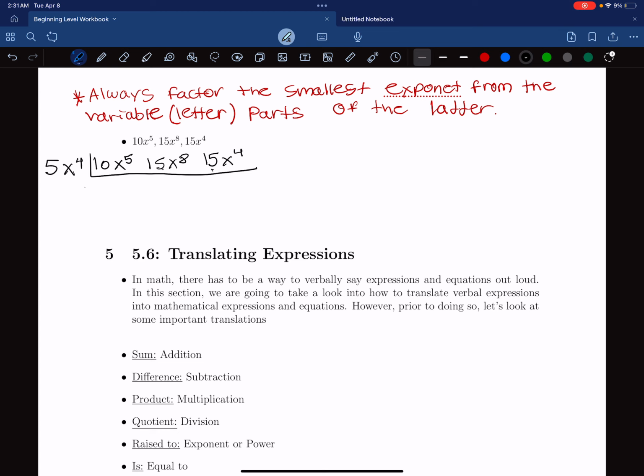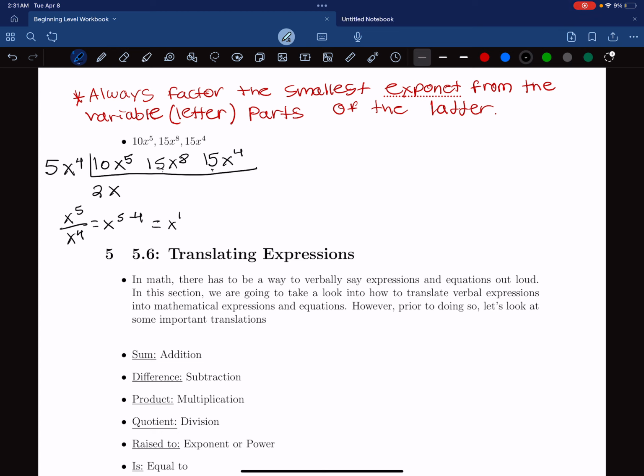So let's work through this last part. We're going to first start off by dividing all the numbers. So 10 divided by 5 is 2. And x to the fifth, I'm going to work through this on the side. So x to the fifth divided by x to the fourth, that is x to the 5 minus 4, which is x to the first, which is just x. So we have 2x.